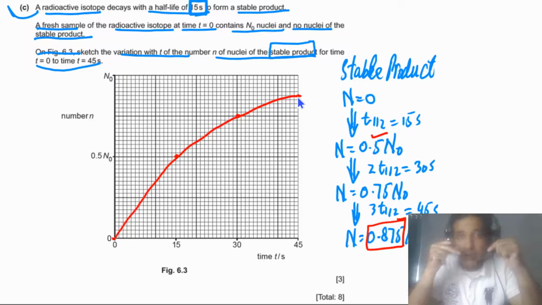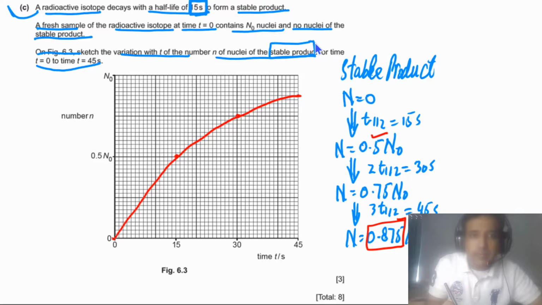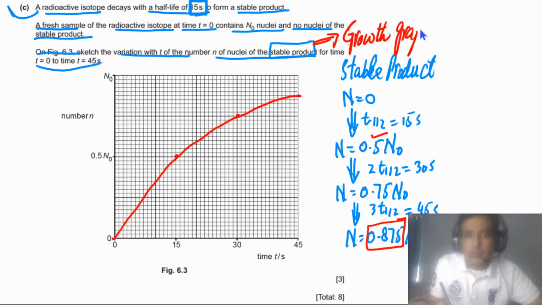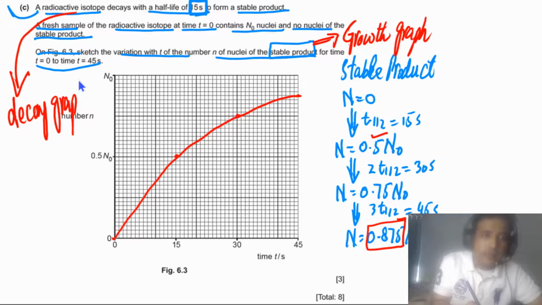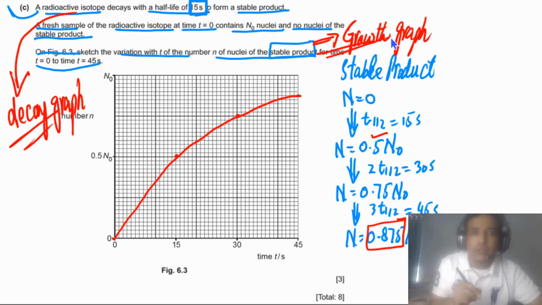You need to sketch a graph for the stable product, or you need to sketch a graph for the radioactive isotope. This is for stable, so it means this is a growth graph. This point you need to understand. If the question asks you to sketch for the radioactive isotope, it has to be a decay graph. This is decay, this one is growth.